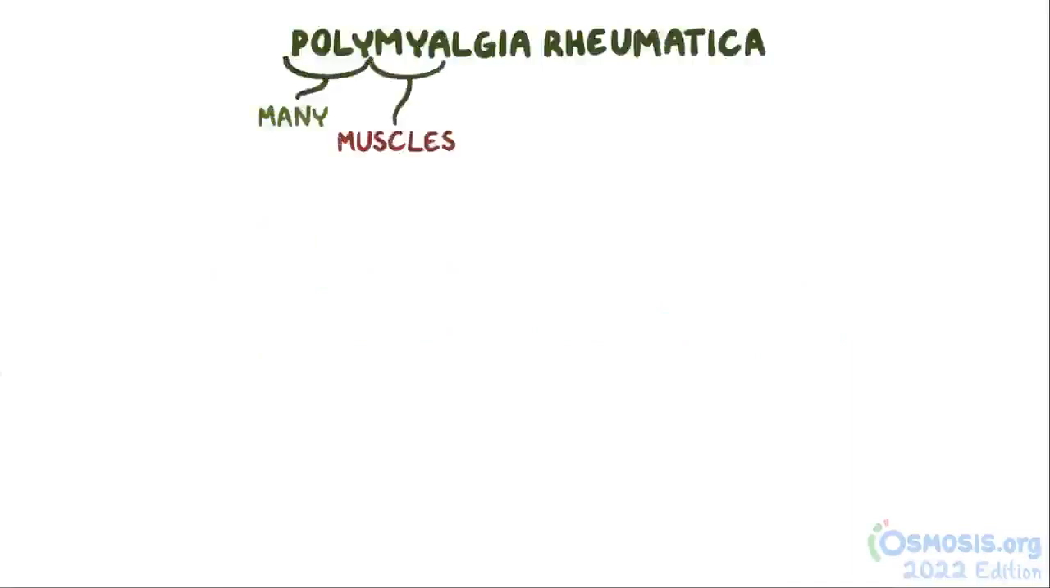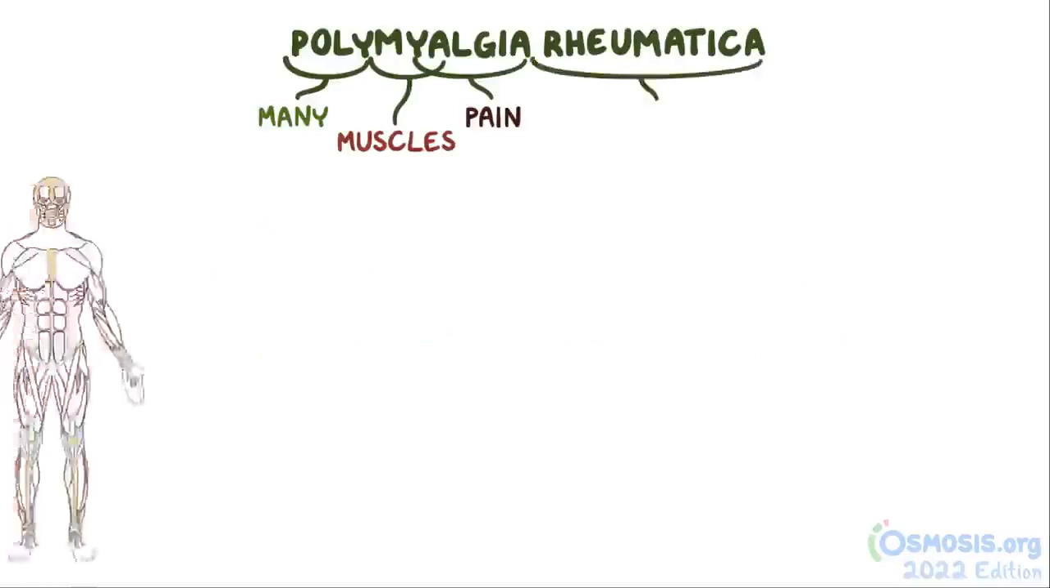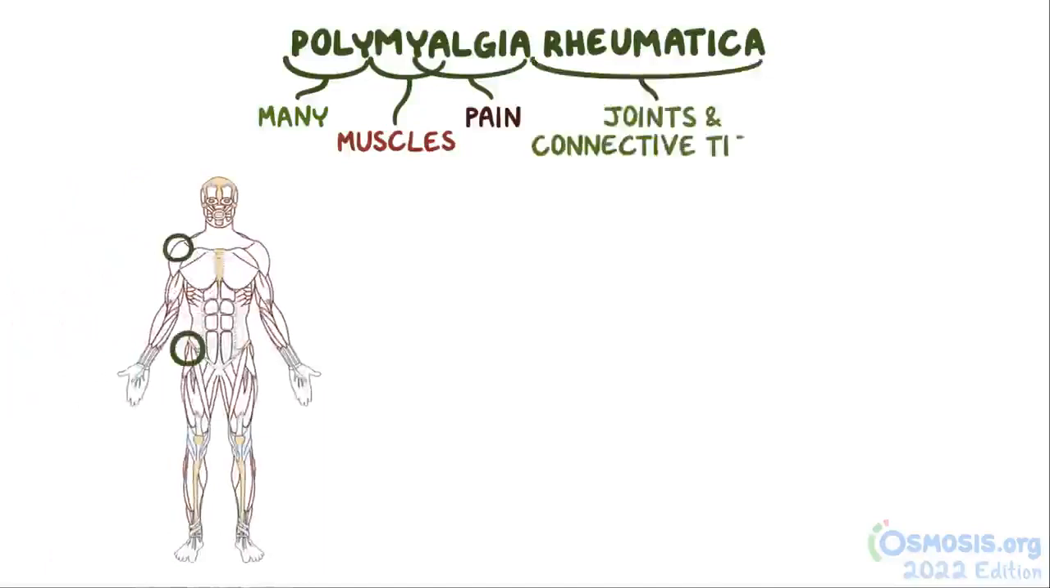With polymyalgia rheumatica, poly means many, mya means muscles, and algia means pain. Rheumatica comes from rheumatism, which broadly refers to conditions that affect the joints and connective tissue. So polymyalgia rheumatica is a disorder that causes muscle pain and joint stiffness. It's considered to be an immune-mediated disease, meaning that the immune system attacks our own body.